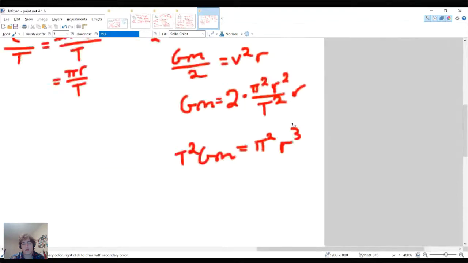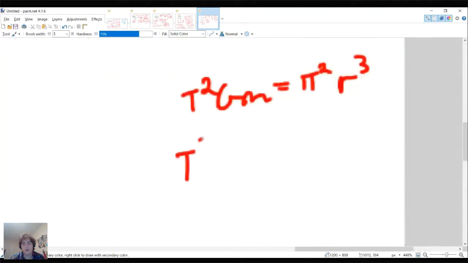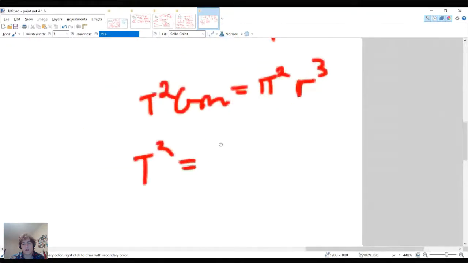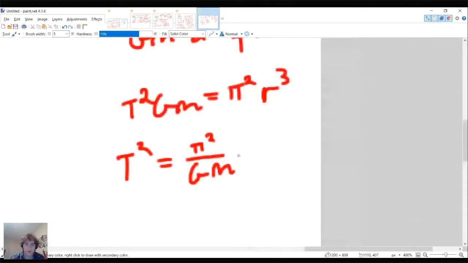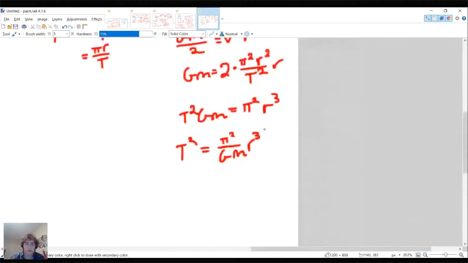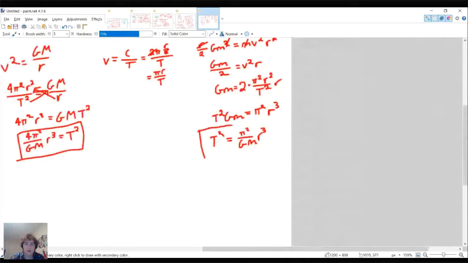R cubed, and we get now T squared is equal to pi squared over big G, little m, R cubed. So we get two different equations. One is off by a factor of 4.